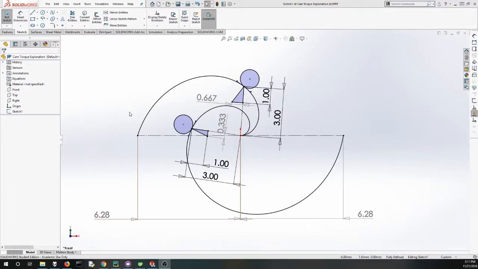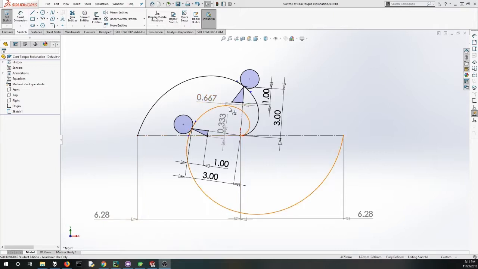Hello, this is Scott, and in this video I'm going to use a graphical method to show why it takes more torque to rotate a cam with a higher slope.